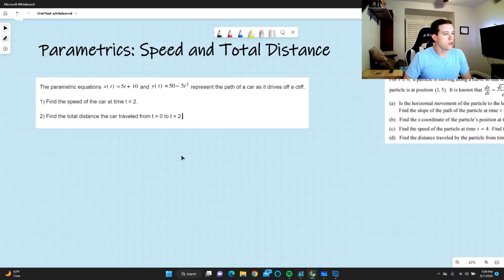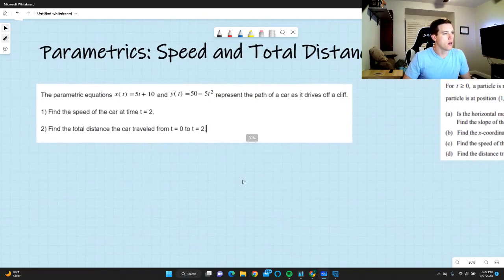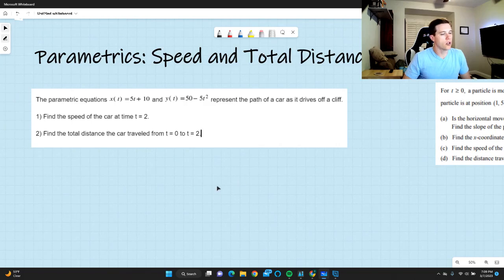All right, everyone. Day 2 of Parametrics. We're just going to add 2 new components, speed and total distance. So this is not too bad. It works similar to what we've done and things we did first semester. So let's get right to it.